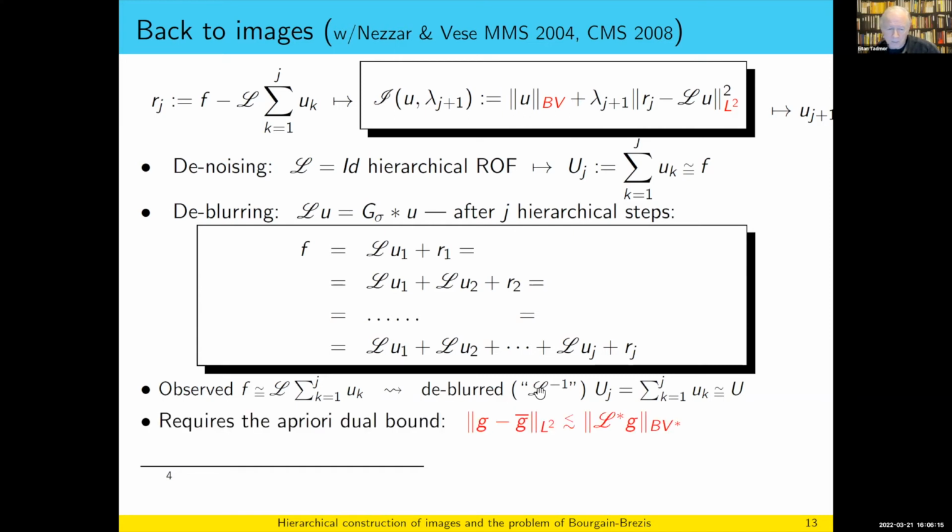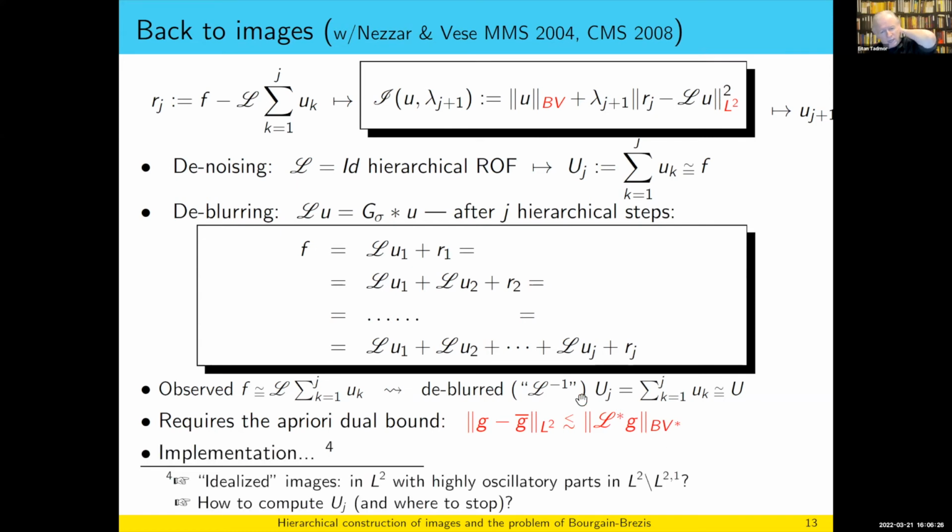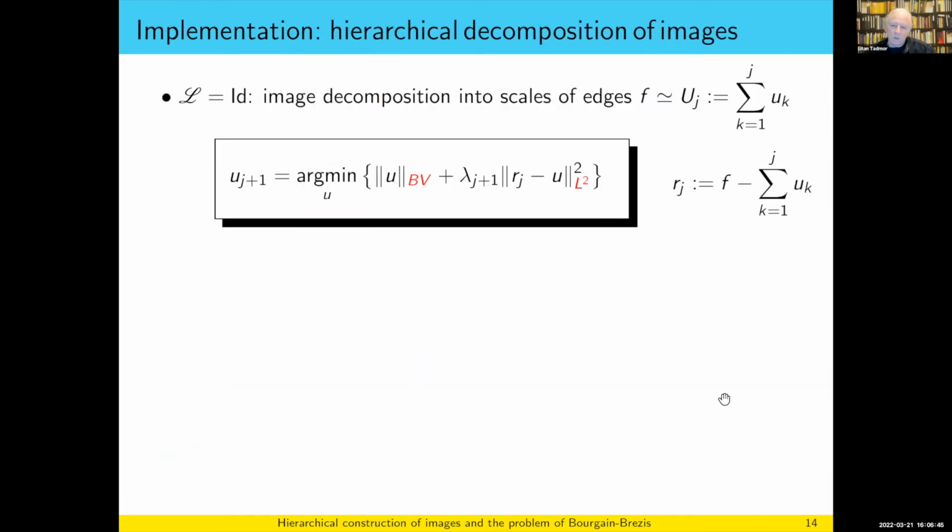And in order to do this, this requires this kind of a dual bound corresponding to Gagliardo-Nirenberg that we had before. So there are many other issues regarding the implementation of this kind of image hierarchical decomposition, which I will not get to because I do not have time. But the nice thing here is that now we can watch the hierarchical decomposition on actual images, and we can judge for ourselves how they perform. So let's see, how does it work?